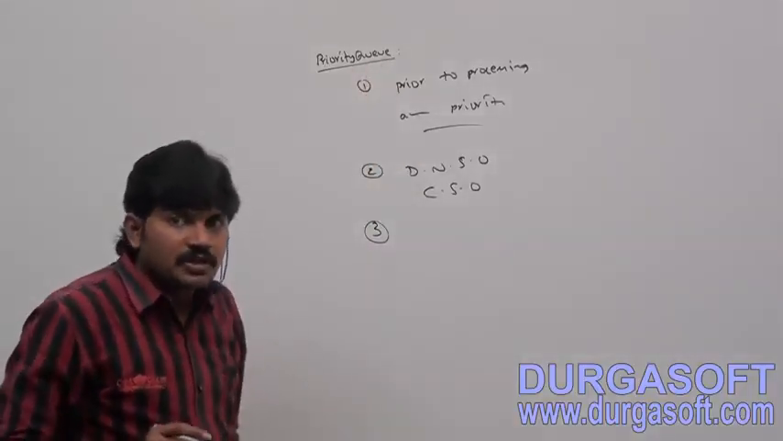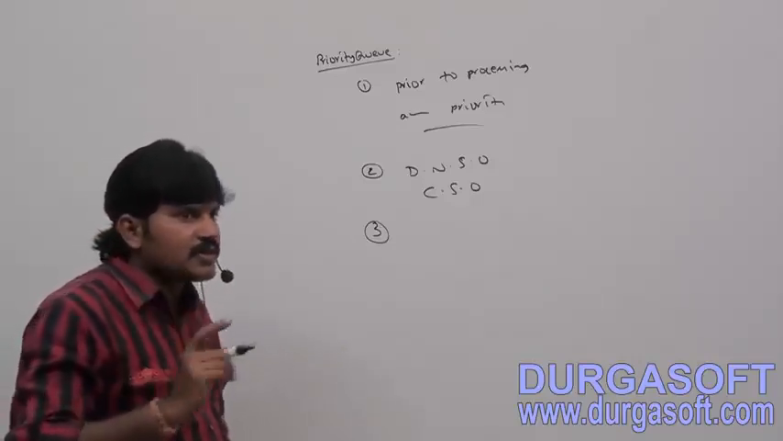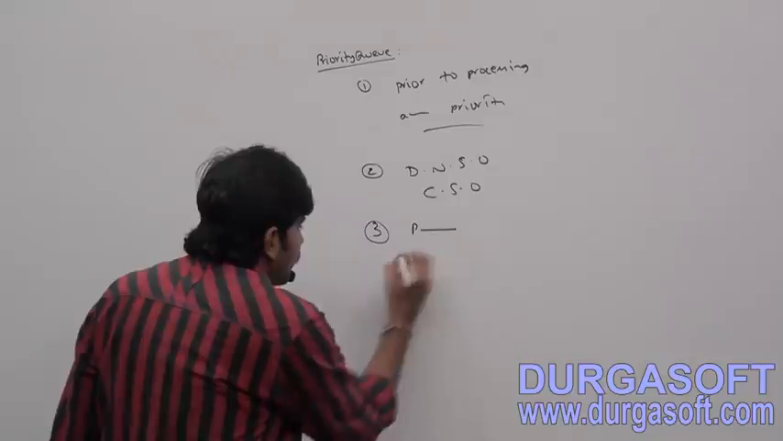Priority queue insertion order is preserved or not preserved? Not preserved. All elements will be inserted based on some priority, right?